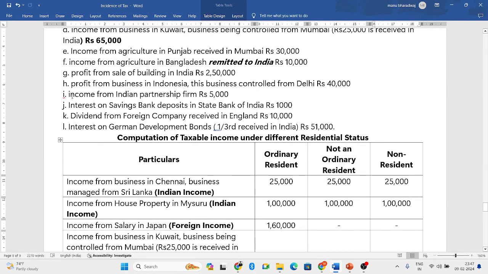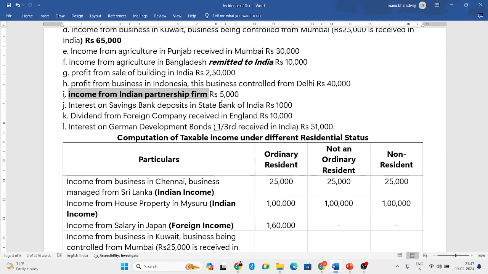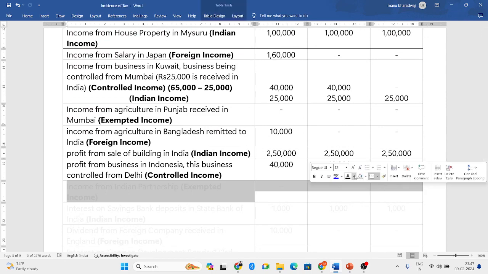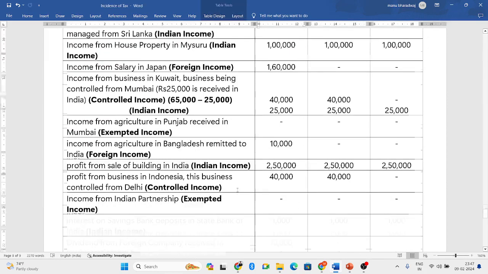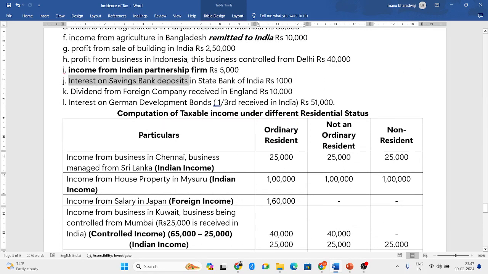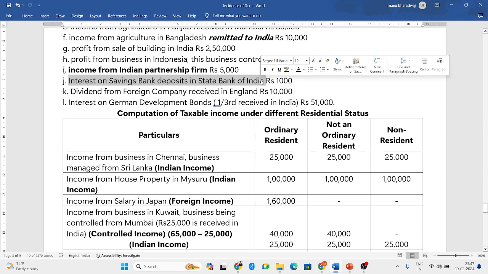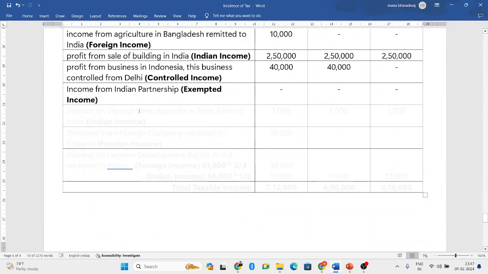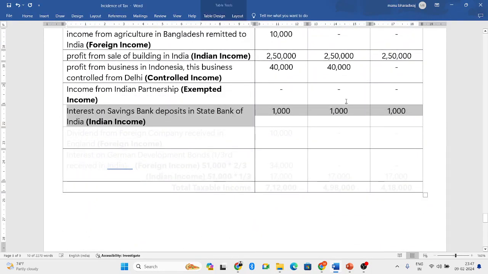Next, income from Indian partnership firm. Very, very important. Whatever income you have got from an Indian partnership firm is completely exempted. Remember this point: Hindu undivided family as well as partnership firm, whatever income you get is completely exempted. Interest on savings bank deposits in State Bank of India. So the income has arisen in India. Receiving aspect is also in India. When both the aspects are in India, it is considered as Indian income. And as it is Indian income, all the three members will be taxed.